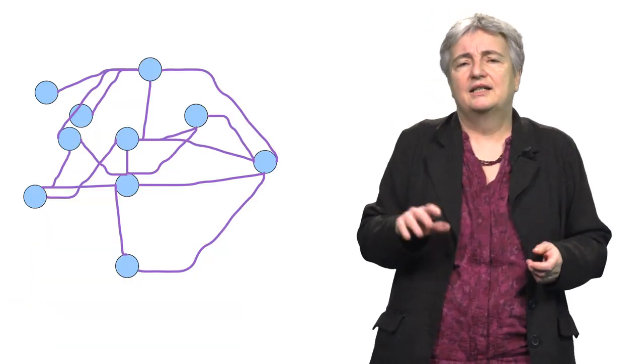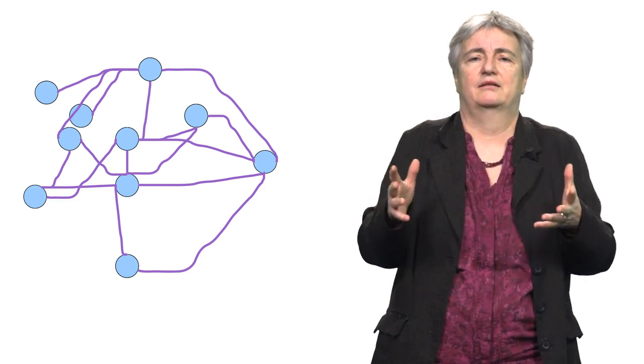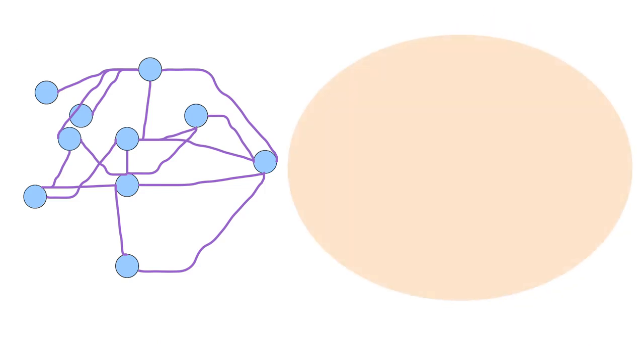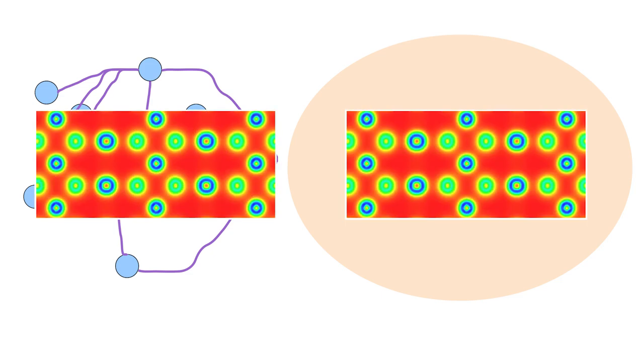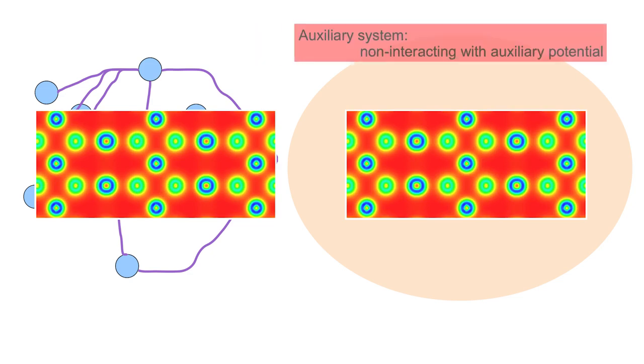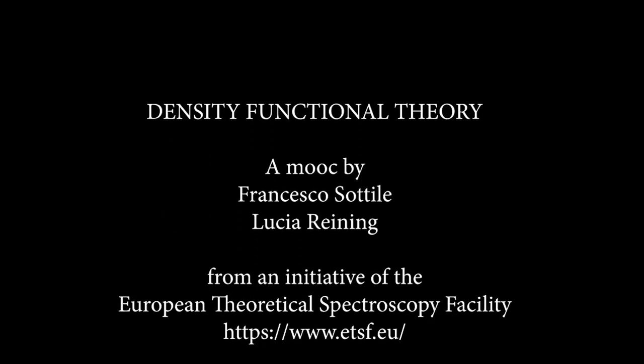For now, take away the fact that it could be a good idea to build a simpler, an auxiliary system from which we can get the one observable that we really need for density functional theory, namely the density. And that the auxiliary system to get this interacting density could be a non-interacting system with a potential that we have to tune in a suitable way. How to do this is still to be seen, so see you soon.